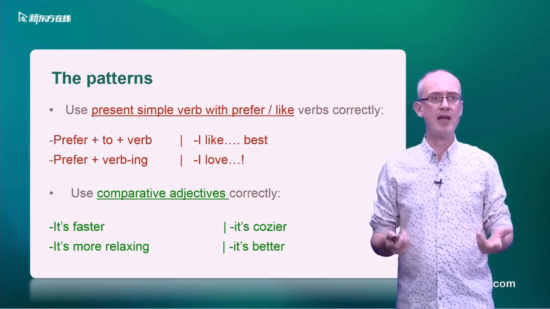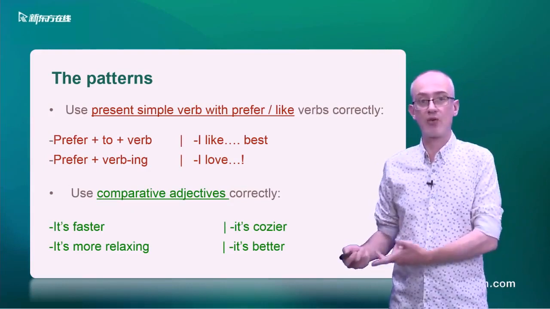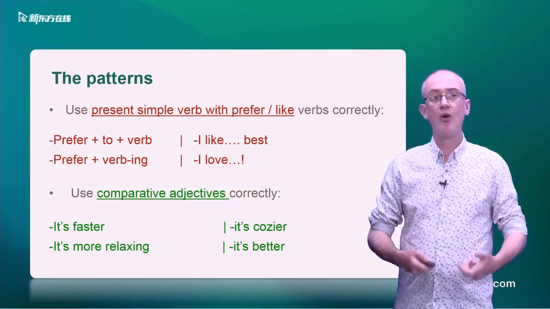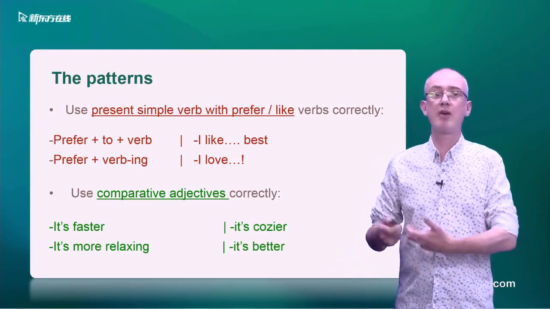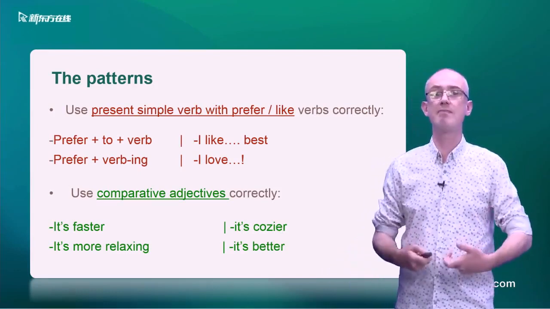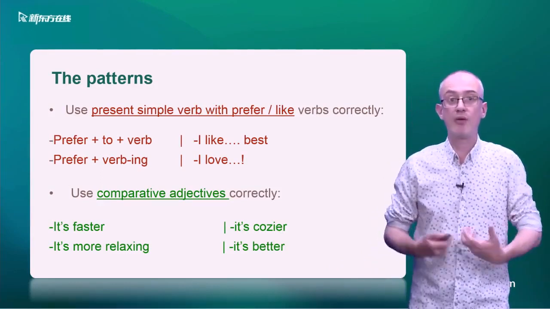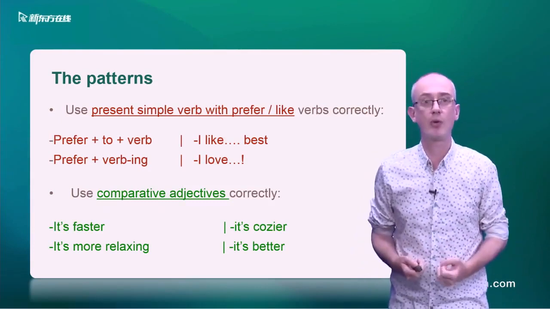So, use the present simple verb with prefer and like correctly. Prefer plus to plus verb, prefer plus ing, or I like best, or I love plus ing. Use comparative adjectives correctly. It's faster, it's more relaxing, it's cozier, it's better. So this would be the formula, the magic formula for answering this kind of question type.